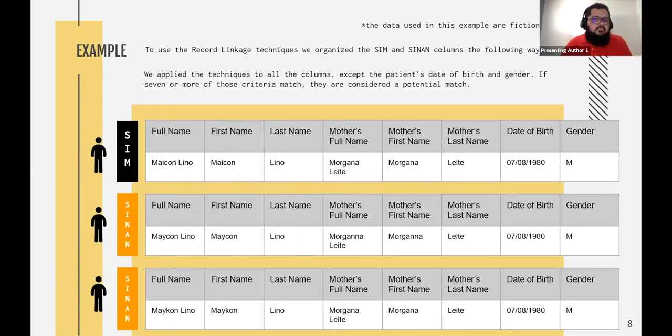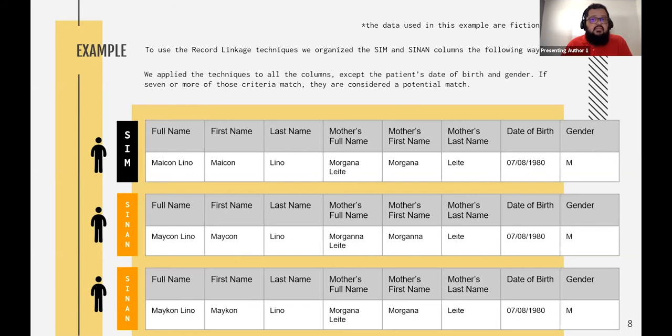So both databases have data problems in which names are written differently, and they also have typos. These problems make the integration of the bases difficult, and they can be solved with the application of record linkage technique, also known as data match.